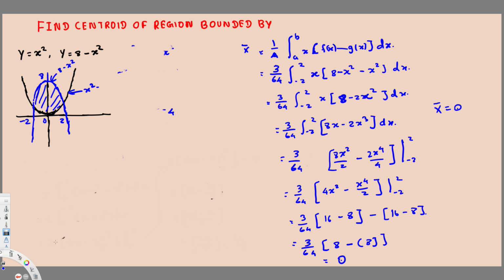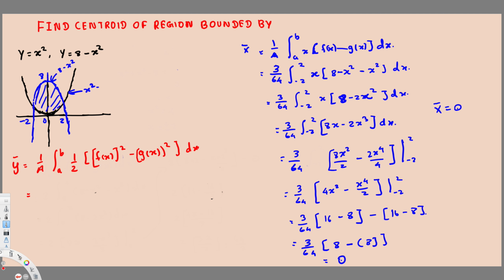Let's continue our y bar right here. So to find the y bar, we have the equation that y bar is equal to 1 over A, integration A to B, half times f of x square minus g of x square, dx. So this is the equation we are going to use.